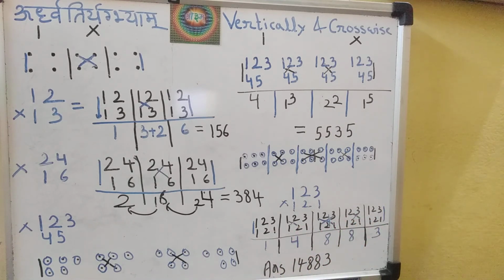And this method is known as the gem of the crown. Numbers of any digits can be multiplied by this method to get the answer in a single line.